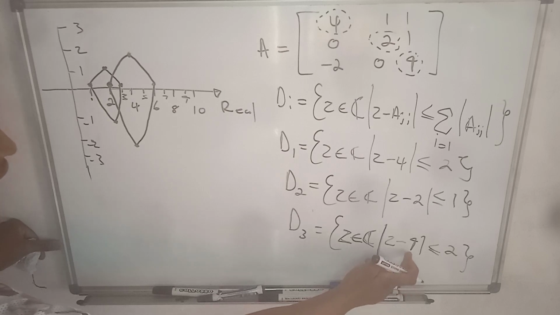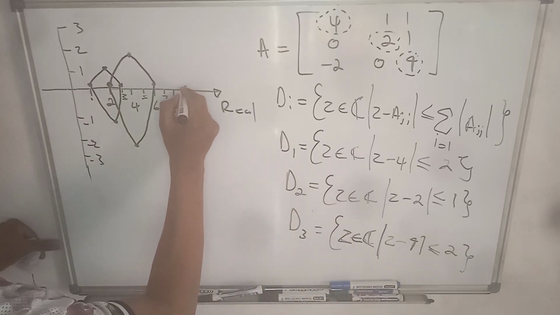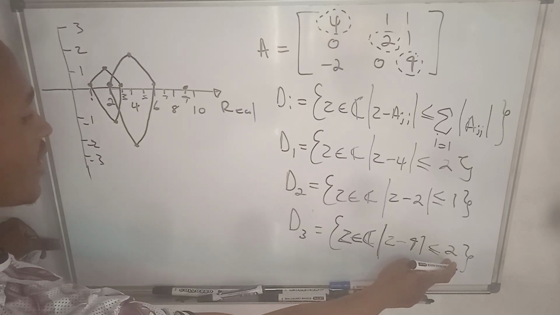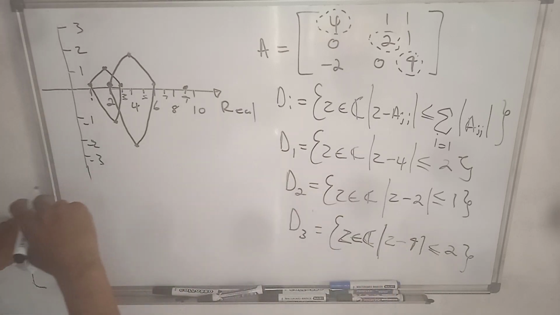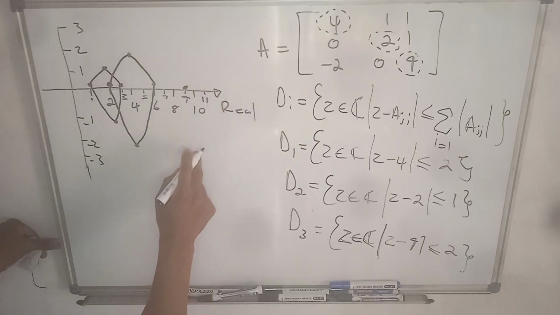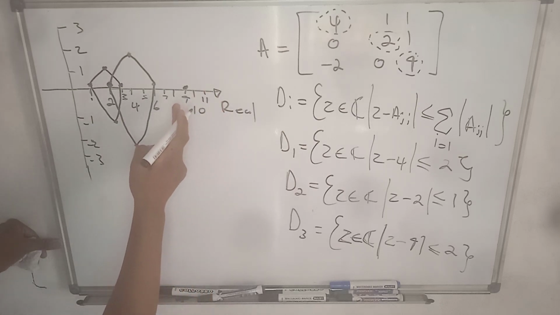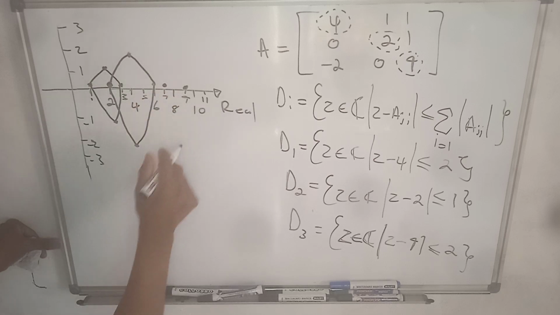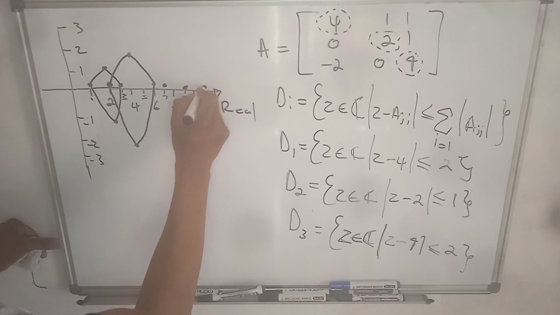Here we have 9, so 9 will be somewhere here. But my radius is 2. That means 9 plus 2 is 11, so 11 is somewhere here. And 9 minus 2 is 7, so this will be here, and then this will be here.